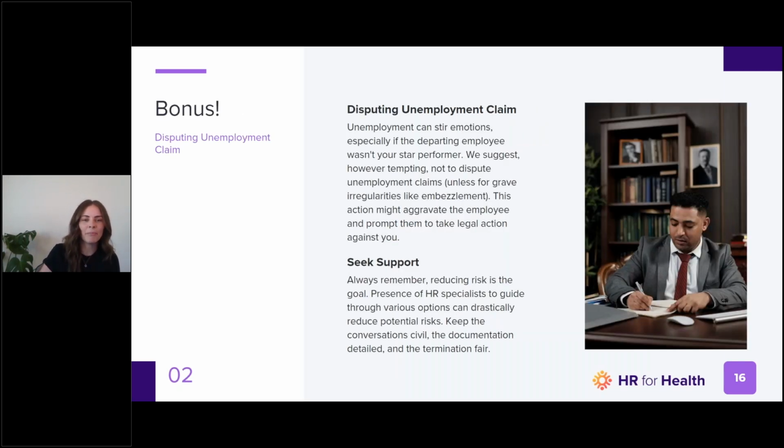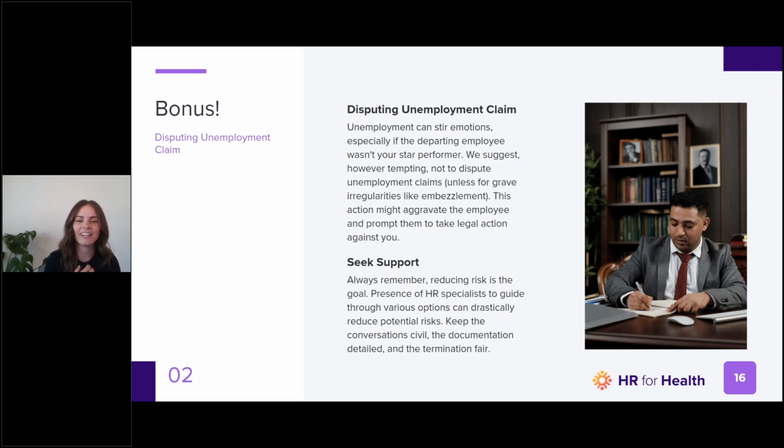Okay, quick little bonus tip. So we have the 7 mistakes, but the last one is about disputing unemployment claims. This is another situation that people feel very emotional about. You've terminated someone and now they're applying for unemployment. You don't think that they deserve to get the unemployment. They did X, Y, and Z wrong. Why would I pay them for being unemployed?